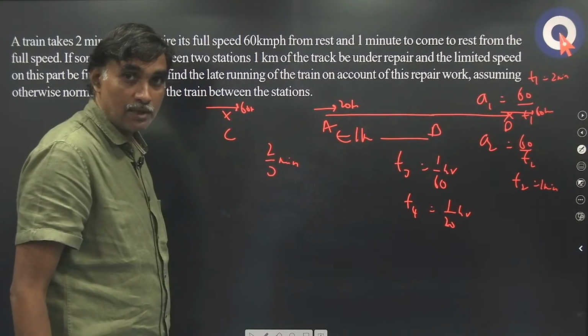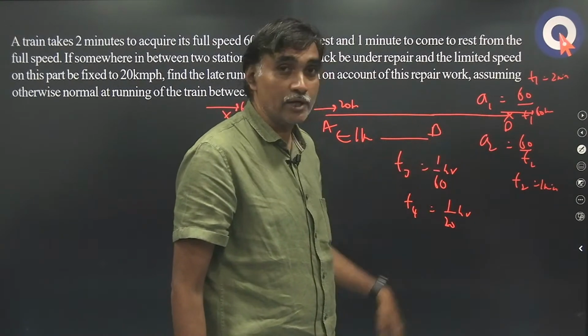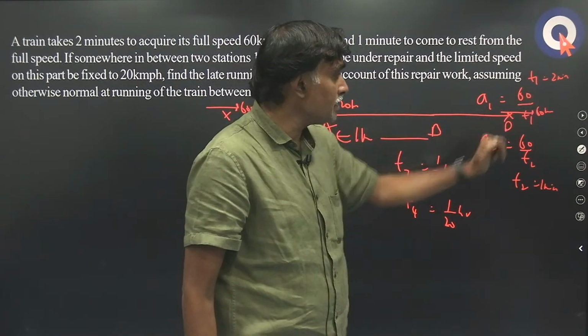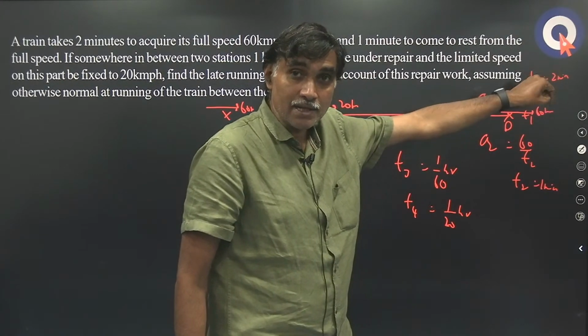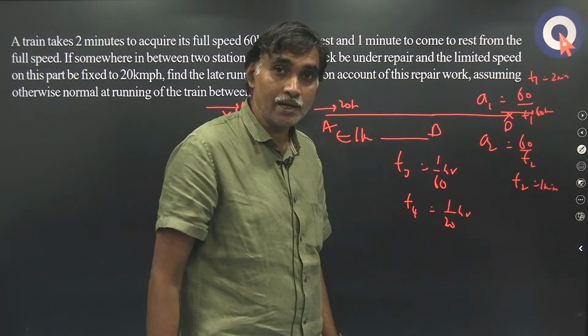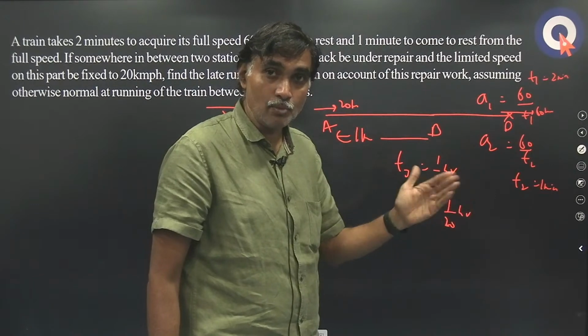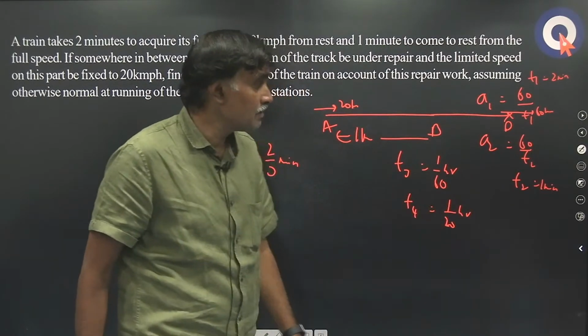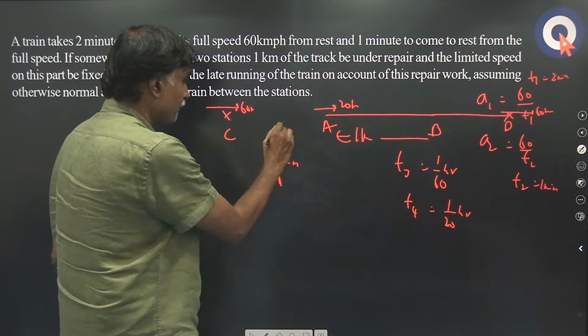Now similarly from here to here, it should accelerate from 20 to 60. From 0 to 60 it will take 2 minutes when accelerating. From 20 to 60 the change is 40. Then how much time will it take? It is 40/60 of 2, so the time taken will be more. So 3/2 minutes. Okay.